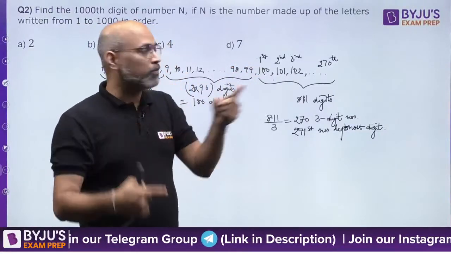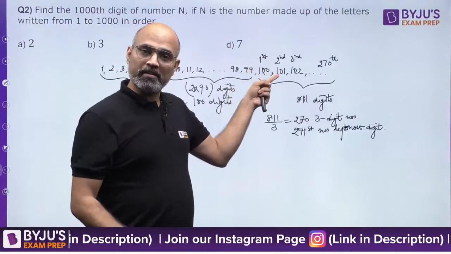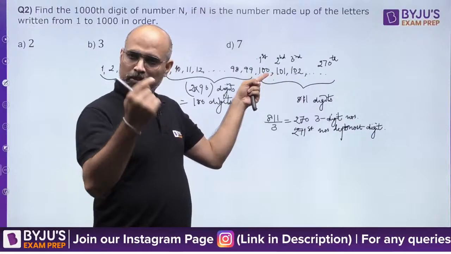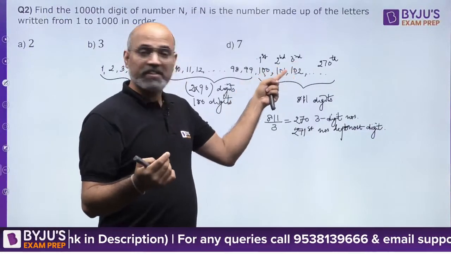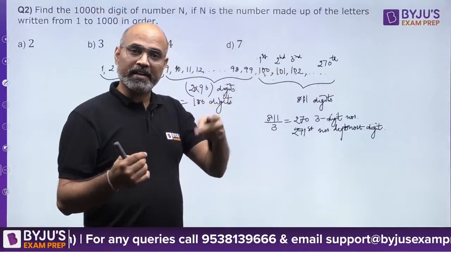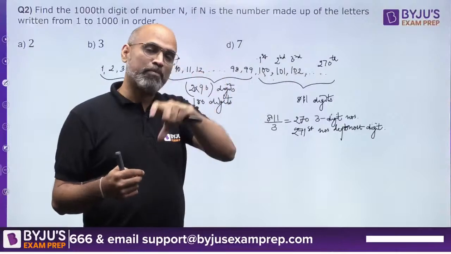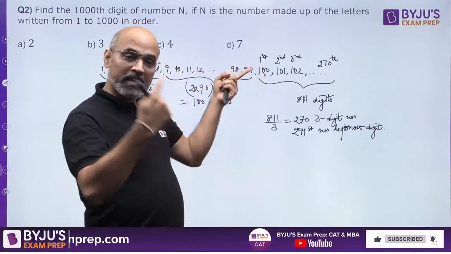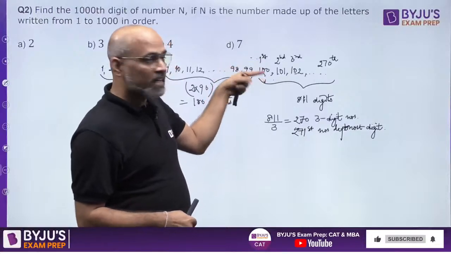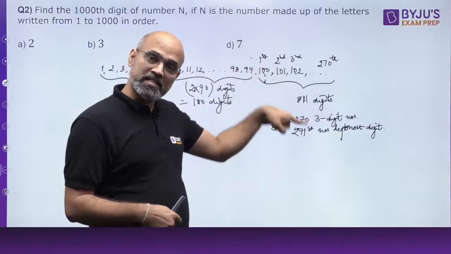What is the difference between 1 and 100? 99. 2 and 101, what is the difference between these two numbers? 99. The difference between 3 and 102? 99. So can I say the position and the number written at that position are always at a gap of 99? 1 plus 99 is 100, 2 plus 99 is 101, 3 plus 99 is 102.